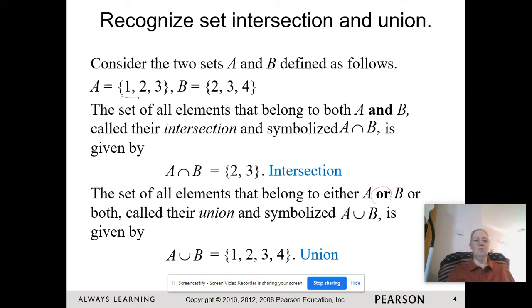So we're going to take all of these, we're going to take all of these. We do not have to write the duplicates. Notice we've got duplicates. We only have to write them once. So the union, A union B, would be 1, 2, 3, duplicate, duplicate, 4. 1, 2, 3, 4. The set 1, 2, 3, 4. That's called the union.